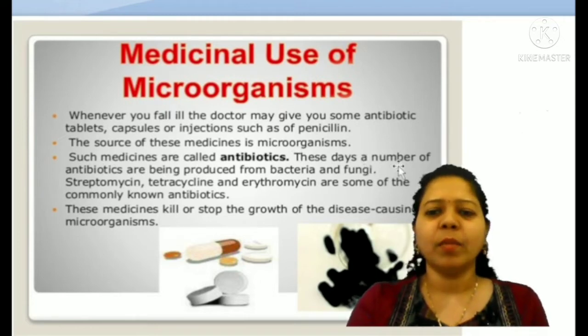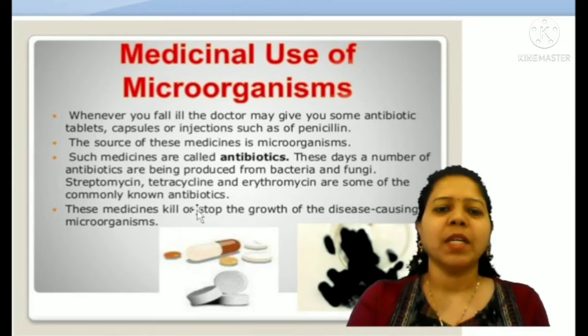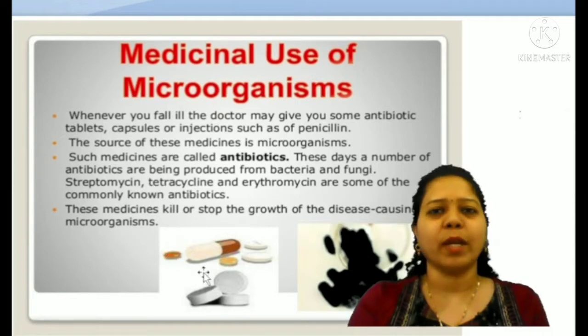These days, a number of antibiotics are being produced from bacteria and fungi. For the production of antibiotics, we use bacteria and fungi in large amounts. Streptomycin, tetracycline, and erythromycin are some of the commonly known antibiotics. These are the main antibiotics we commonly use. These medicines kill or stop the growth of disease causing microorganisms.